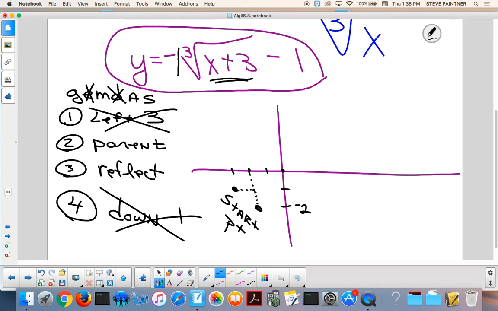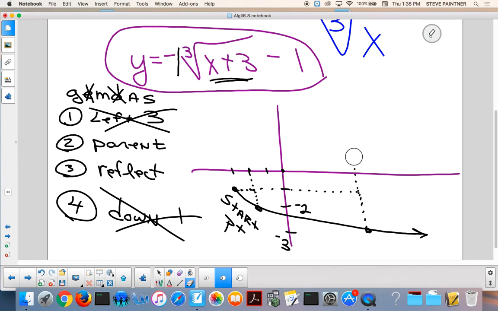Okay, normally the parent goes right 8, up 2. You're going to go where? Right 8, down 2. So you're right about here at -3. So you can kind of already see it's going this way. Okay, I know those lines get a little messy, so hang on. Let me get rid of this.